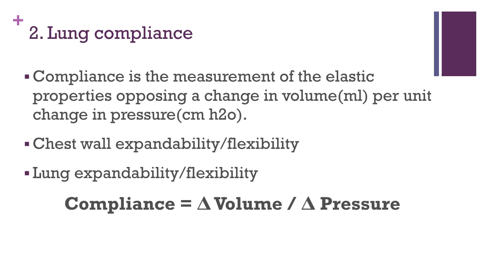The second factor is lung compliance. Compliance is essentially the measurement of the elasticity, or the elastic properties, of the lungs, the ability to expand and contract. If your lungs are not as compliant, then they aren't going to be as flexible and they're not going to be able to expand nearly as well. Compliance in this case is defined as the change in volume divided by the change in pressure. So it's simply a mathematical equation that we're not going to be expecting you to memorize, but just understand that compliance is volume divided by pressure.